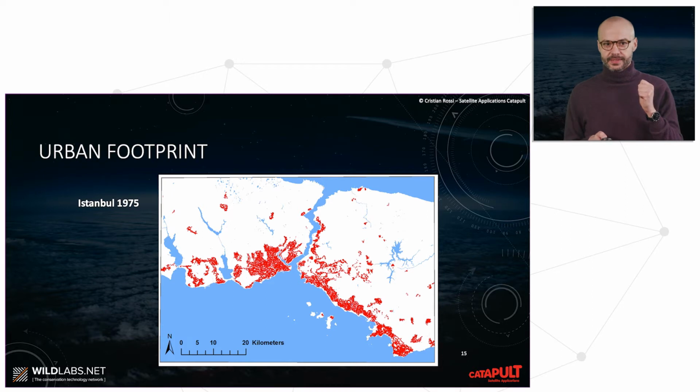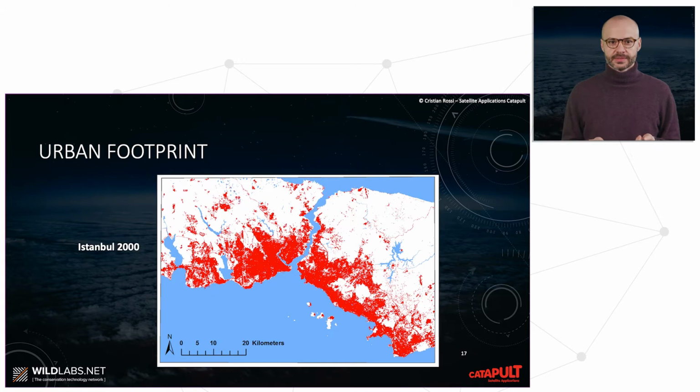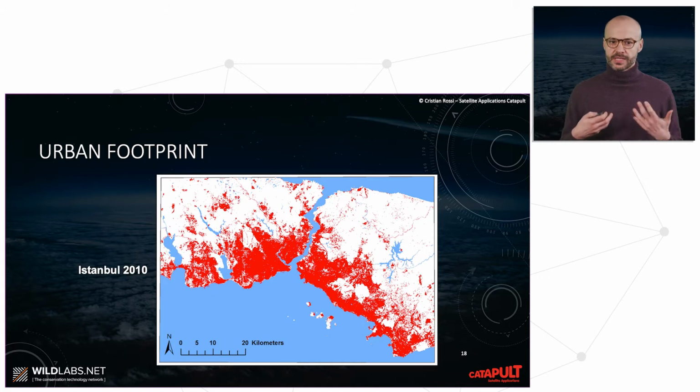If we just take one of the land covers, for example urban, we can see the evolution of cities. In this case, we see Istanbul in Turkey in different years, and we can study how the city evolved through time: 1975, 1990, 2000, and 2010. So we see how the city expanded along the Bosphorus area.